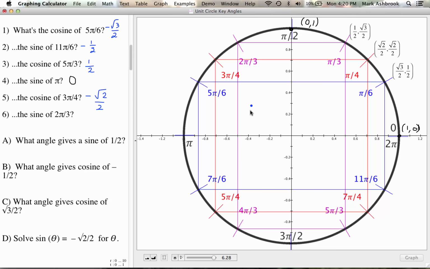What's the sine of 2 pi over 3? So the sine of 2 pi over 3 would be, here we are, 2 pi over 3. The sine would be this vertical distance right here, which would be the same vertical distance as for pi over 3. So we're going to apply the sine of pi over 3 to get the sine of 2 pi over 3, and it will still be positive because it's above the horizontal diameter. And the sine of pi over 3 is radical 3 over 2.